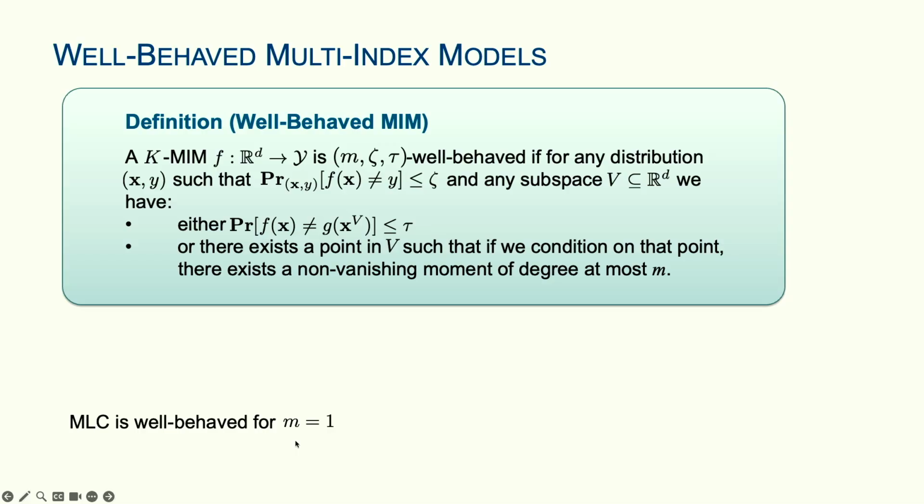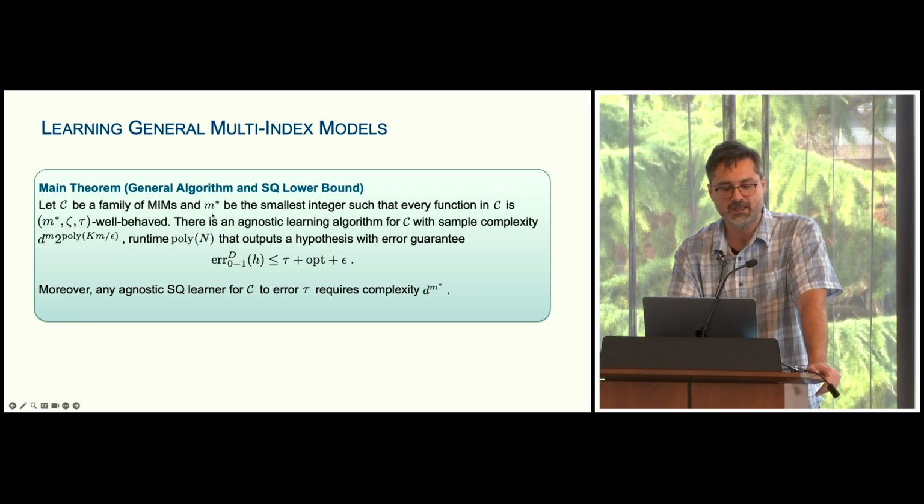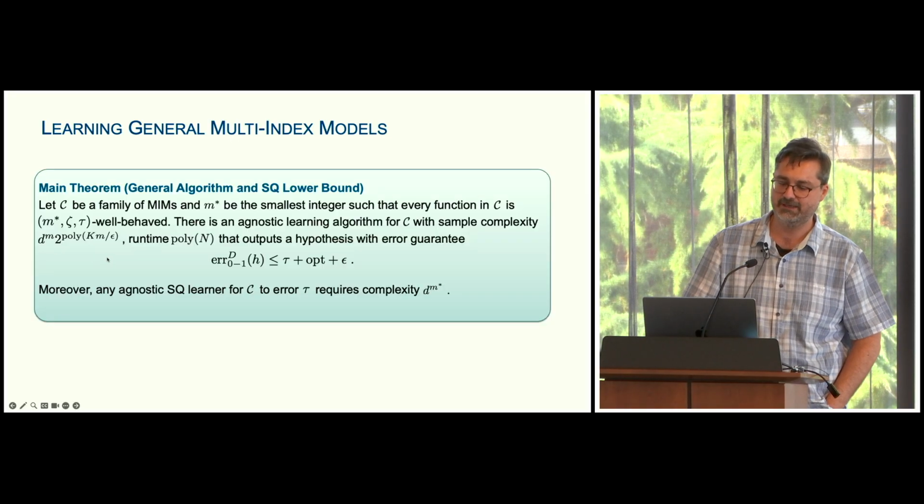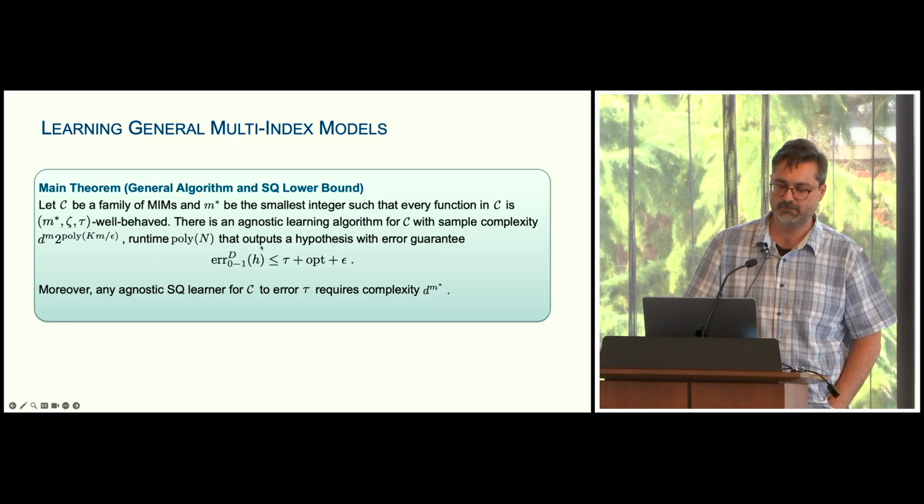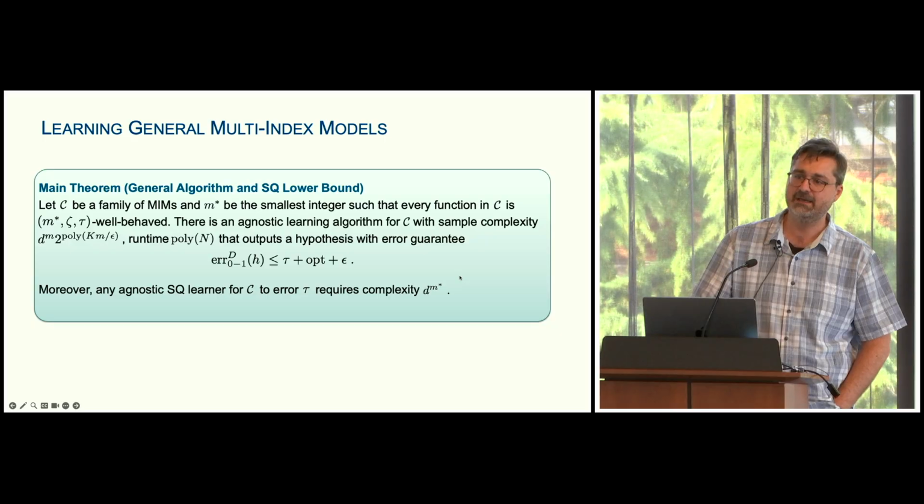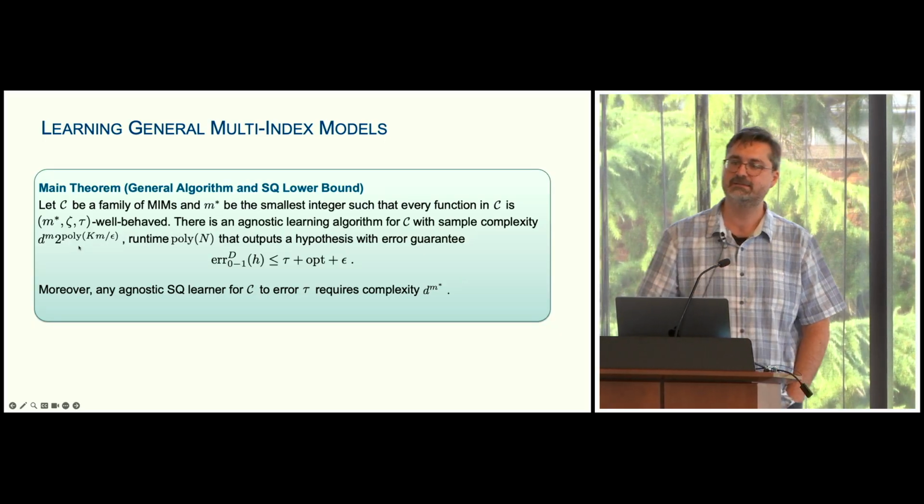So okay, now other examples. Okay, so what's the theorem? The theorem is: take any class of multi-index models. If m star is the smallest positive integer such that any function in the class is m star well behaved, according to this definition, then you can learn with complexity d to the m star times some function of epsilon and k. And in fact, d to the m star is inherent: any statistical query algorithm for the class C requires this complexity.